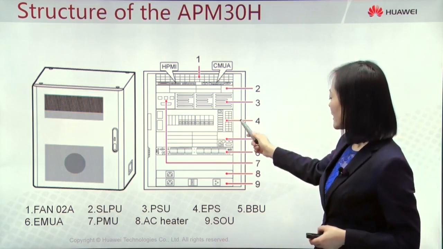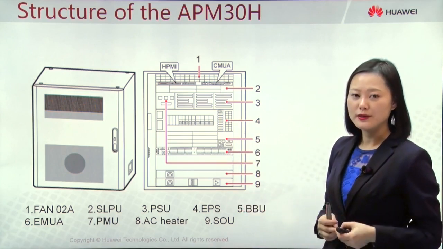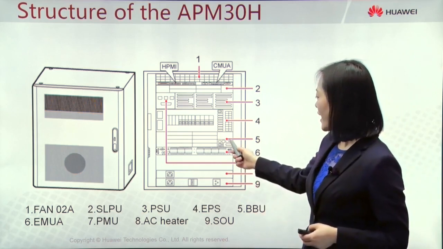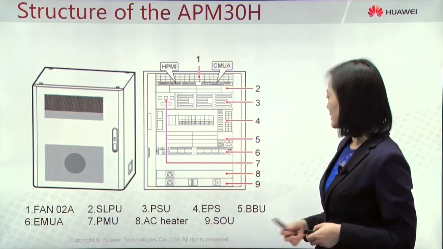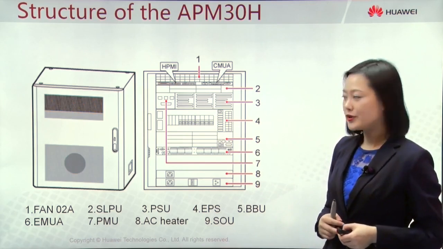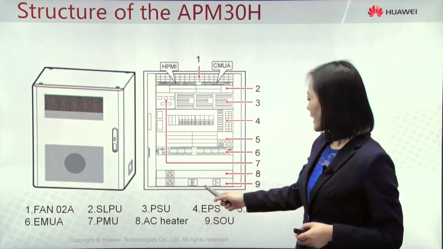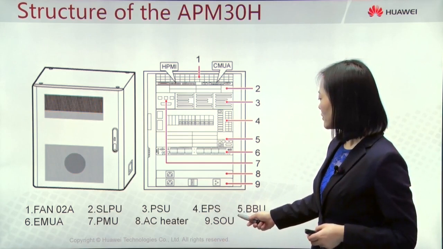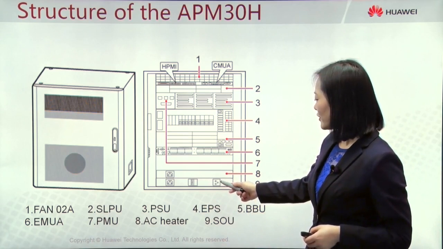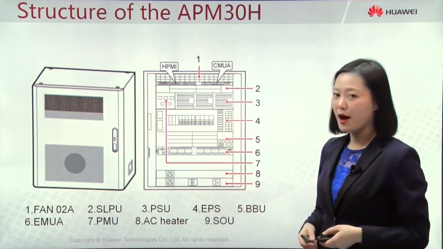The position 4 is EPS, to distribute the power to internal modules and also to external equipment like RRU. And position 5 is for installation of BBU. 6 is the EMUA, Environmental Monitoring Unit, as optional. And 8, 9 is AC heater and SOU, respectively. SOU provides the outlet so the maintenance person can connect a computer or equipment here and get power.